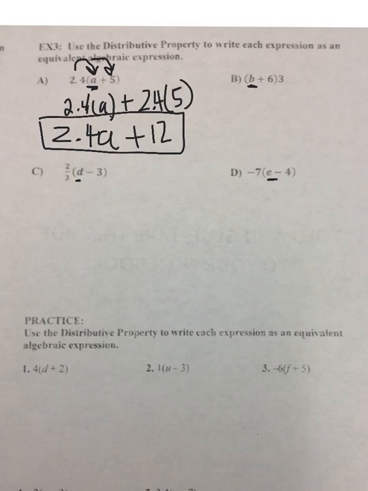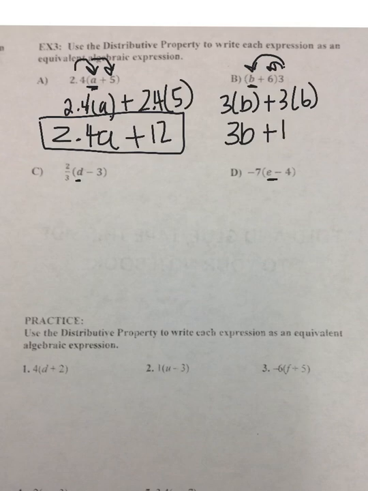B, we have the quantity b plus 6 times 3. First I'm going to rewrite using the distributive property, and then I'll simplify as far as I can. I can't find an exact answer though, because we have a variable. So we have 3 times b plus 3 times 6. 3 times b can be written as 3b, and 3 times 6 is 18. So this would be 3b plus 18.